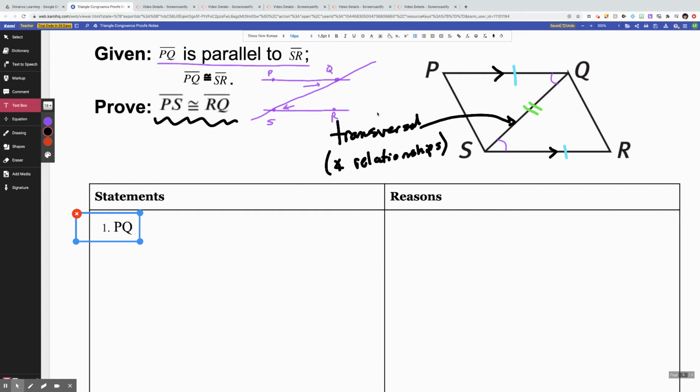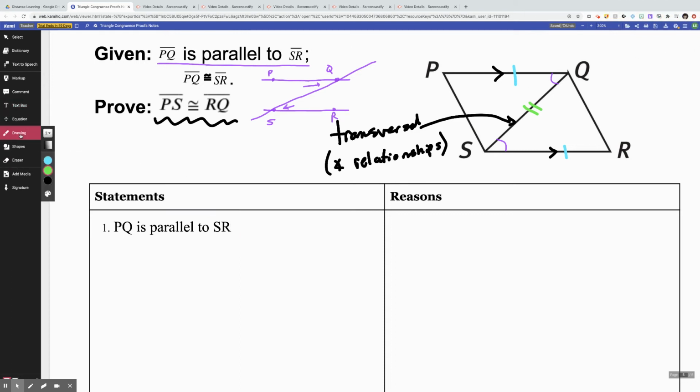Okay, so PQ is parallel to SR, and I should draw my little lines over the top here.